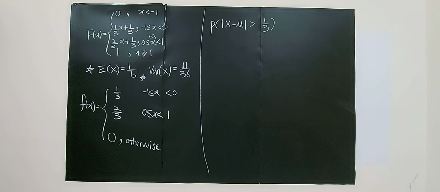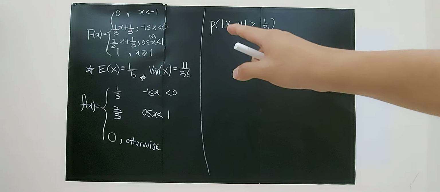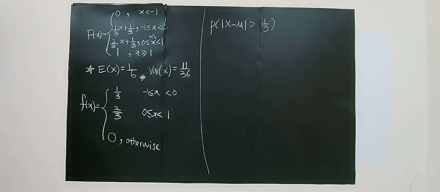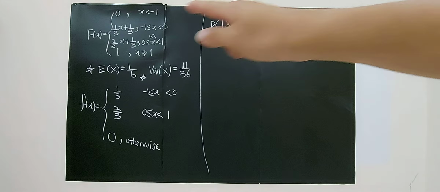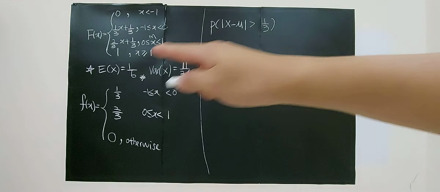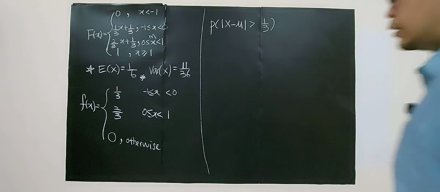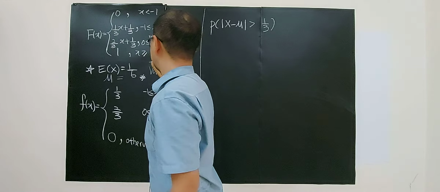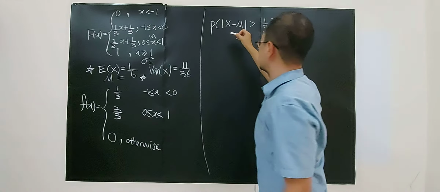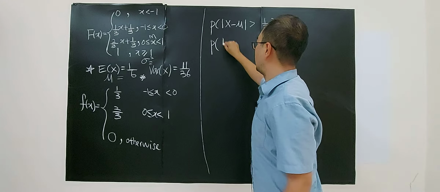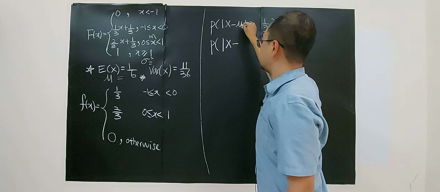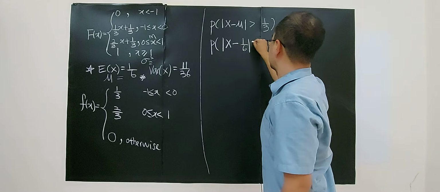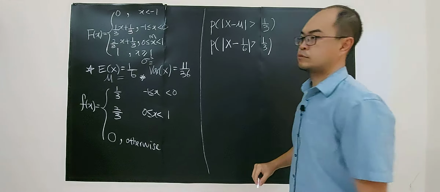Okay, the last question for this problem here will be asking you to find the probability of x minus the mean more than 1 over 3, right? As you know, the mean here refers to the expected value of x, which you already found just now, right? In another representation, this will be the mean, and the variance will be sigma squared, right? So the question is asking us to find the probability of the modulus of x minus the mean. The mean is 1 over 6, right? Greater than 1 over 3, right?